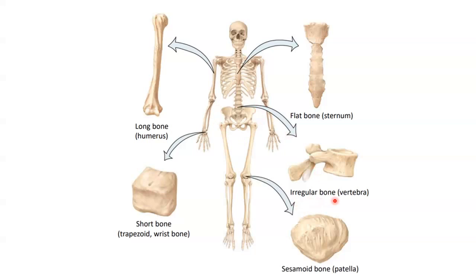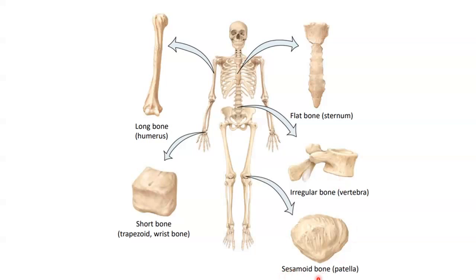Irregular bones, as their name suggests, have an irregular shape. They don't fit into any of the other categories. And they often have a complex shape which helps protect an internal organ or tissue. So for example, our vertebrae, which are the irregular shaped bones of the spine, surround and protect our spinal cord.